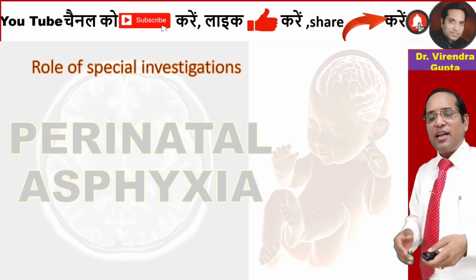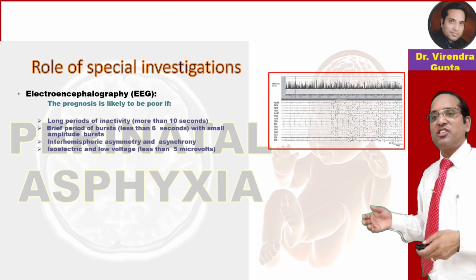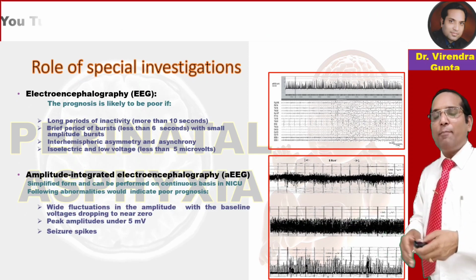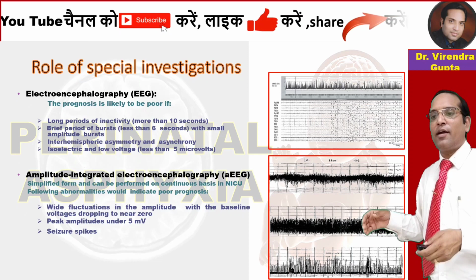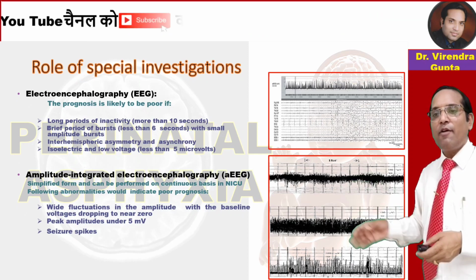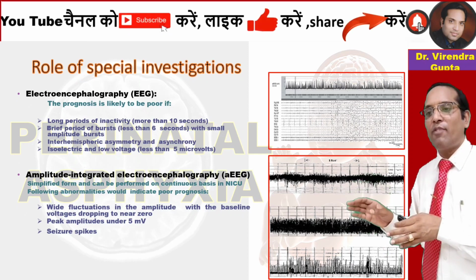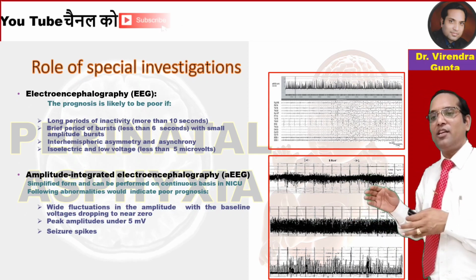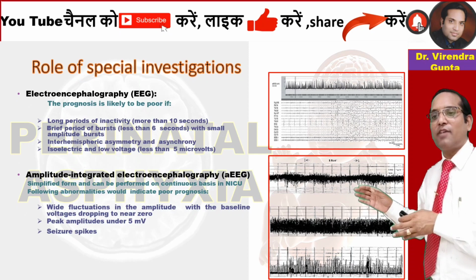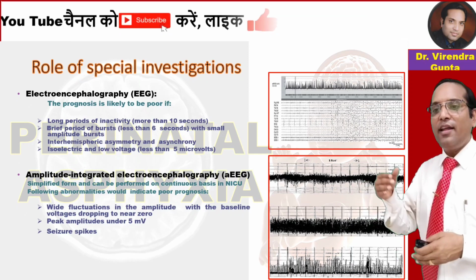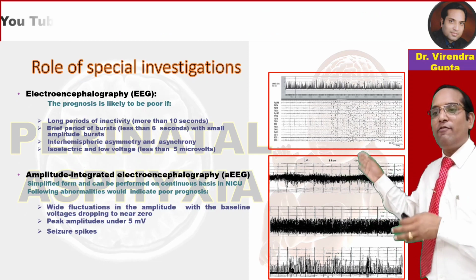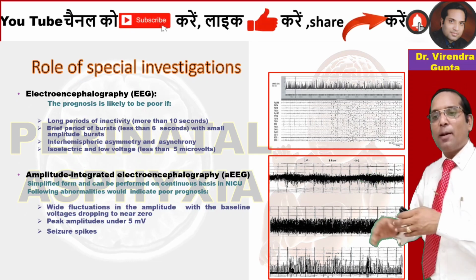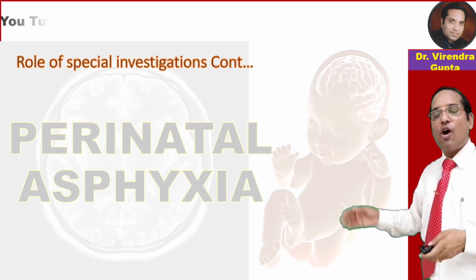So guys, there are some special investigations. EEG can be done for prognostic factors, and amplitude integrated electroencephalography can be done in a simplified way and can be performed on a continuous basis in the NICU. The following abnormalities would indicate a very poor prognosis: widening of the fluctuation in the amplitude with the baseline voltage dropping near 0, and peak amplitude under 5 millivolts or seizure spikes.